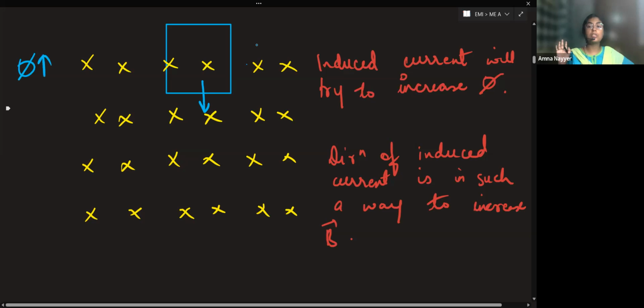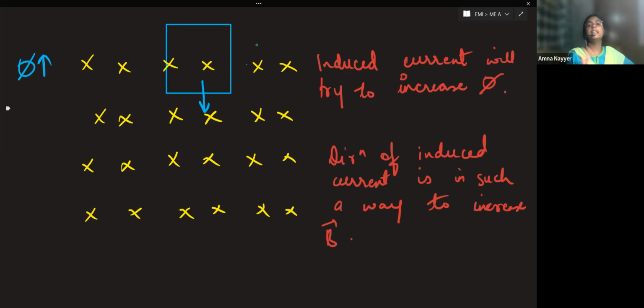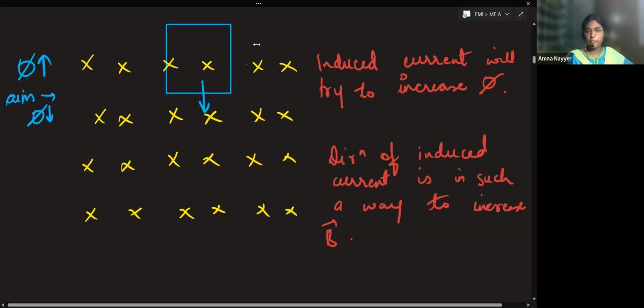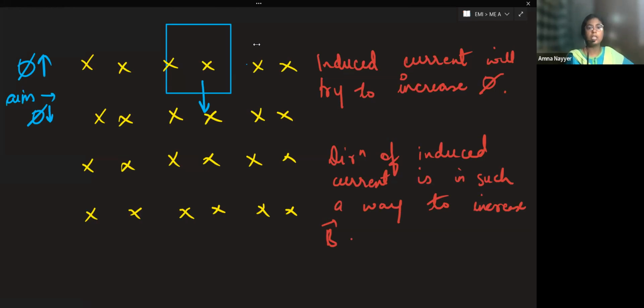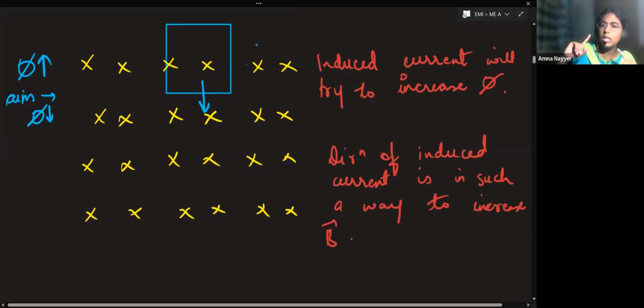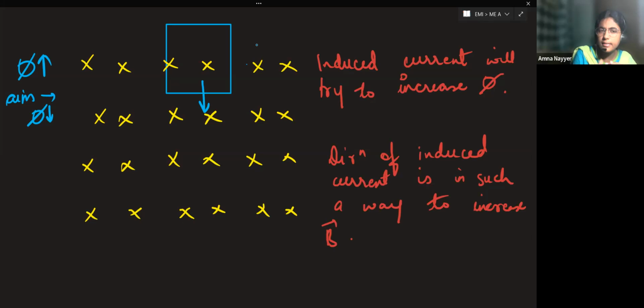Now the induced current's purpose is to what? To decrease it somehow, because magnetic field lines are increasing. So now the aim of the induced current will be to somehow decrease the flux. Fine. Now see class, understand this part. Our aim is to decrease the flux somehow, so the net magnetic field that should be developed should be lesser. Then only will the flux decrease.